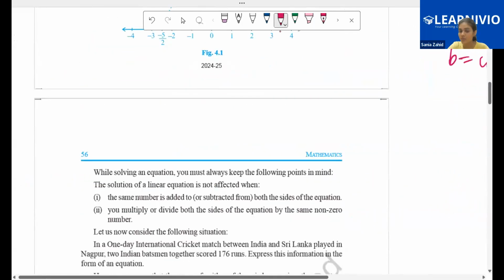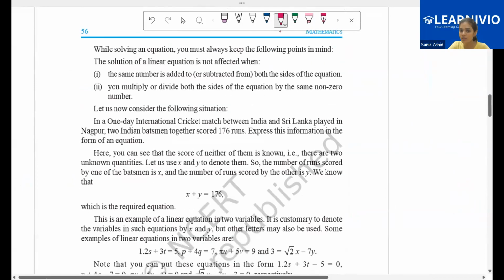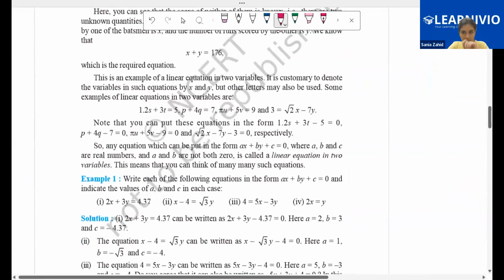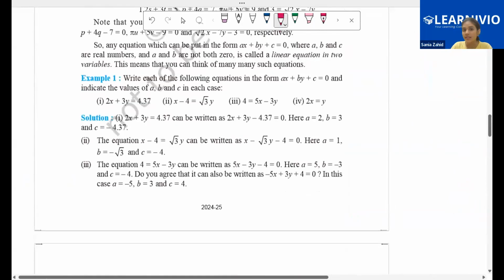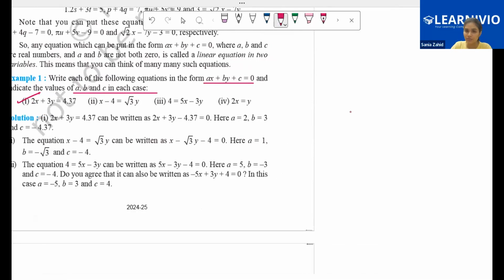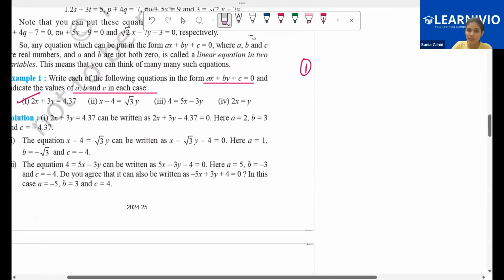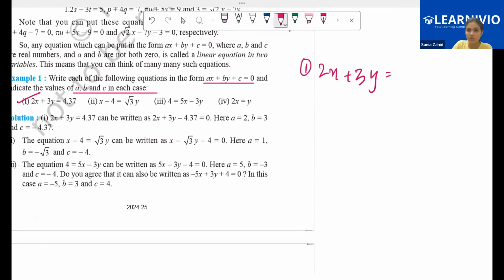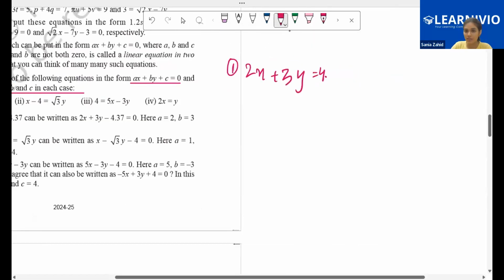Now we'll come to various questions where you just have to convert the given equation into the general form, right? Like this question says, write each of the following equations in the form ax plus by plus c is equal to 0 and then indicate the values of a, b and c in each case. So what is the first one? 2x plus 3y is equal to 4.37.